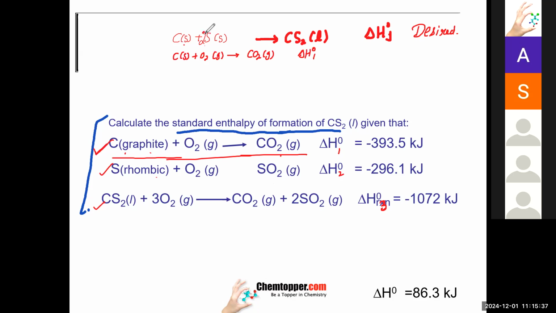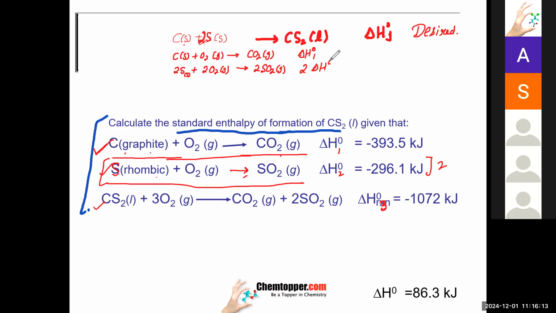Now I will check 2 sulfur. 2 sulfur I'm going to get from this equation. This one. But this equation is for 1 sulfur. I need 2 sulfur. So I'll multiply the whole equation by 2. So I will get 2 sulfur plus 2O2 gas, sulfur is solid, giving you 2SO2 gas. And delta H2 is multiplied by 2, because I multiplied the whole equation by 2.